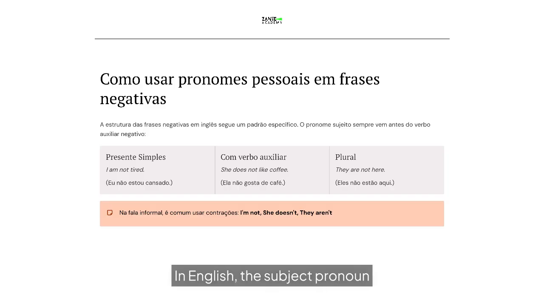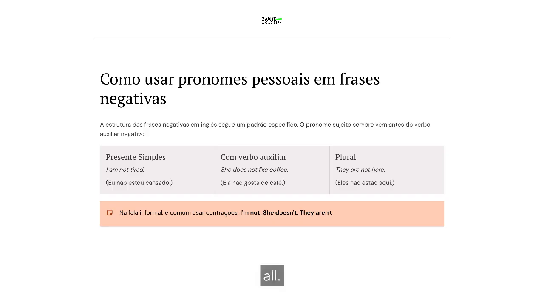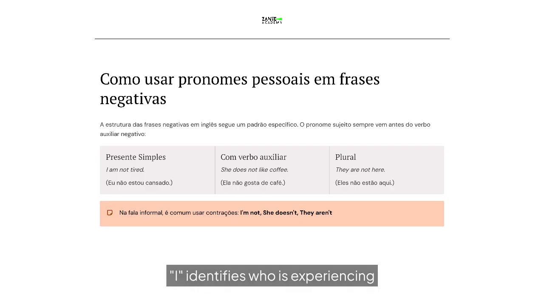In English, the subject pronoun always comes before the auxiliary verb, which is often combined with not. For example, if we say, "I am not tired," we clearly state that I do not feel tired at all. Notice how the pronoun I identifies who is experiencing the state of being tired.